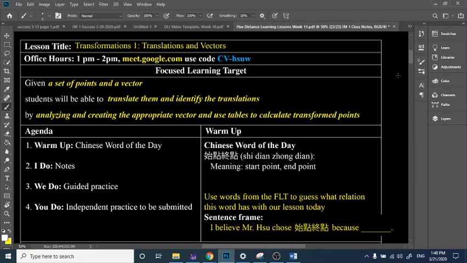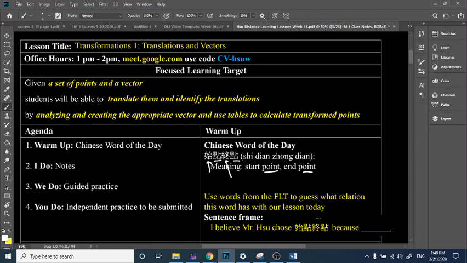Okay, so today's Chinese word of the day is 起点终点. So that means start point, end point. 点 means point. So notice the thing that's repeated. Yes, that means point. So this means start, this means end.